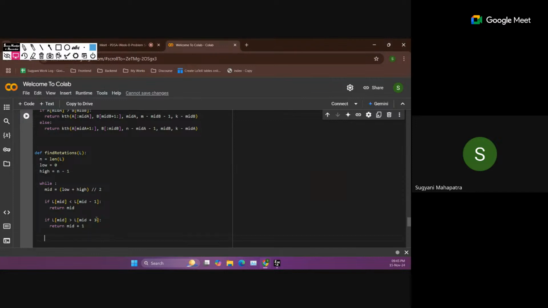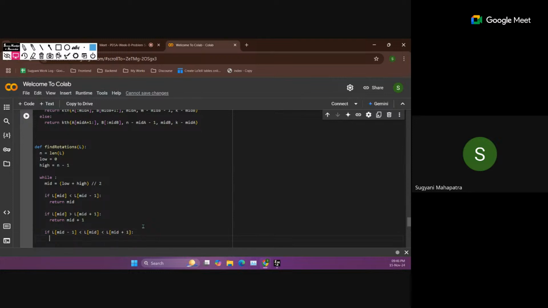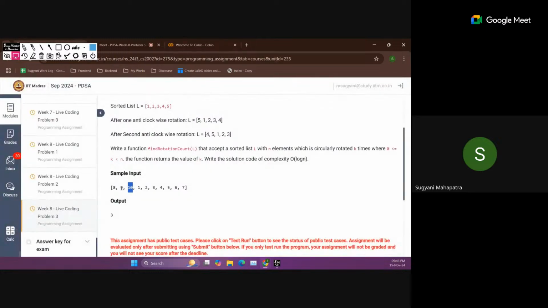The next scenario is L of mid minus 1 is less than L of mid, which is less than L of mid plus 1. Properly sorted, like 9 is the middle or 3 is the middle. Then what will you do? Let's consider the scenario when 3 is the middle. So what will we do?